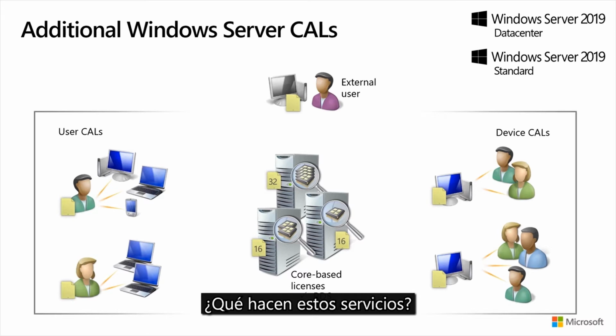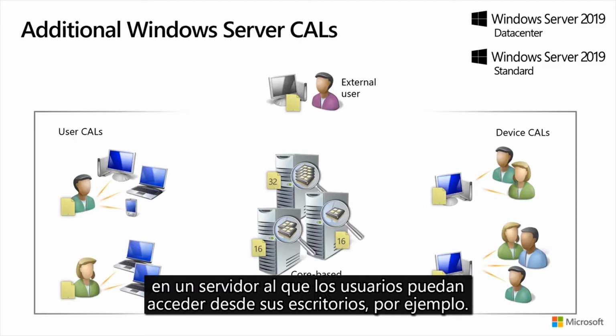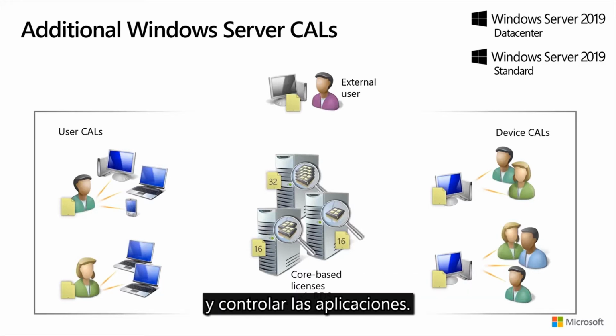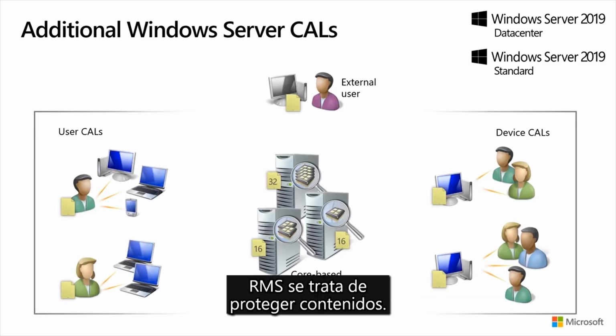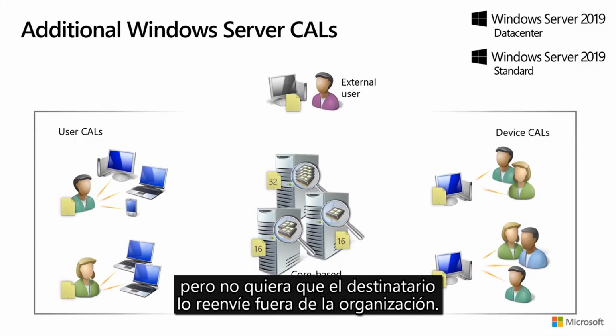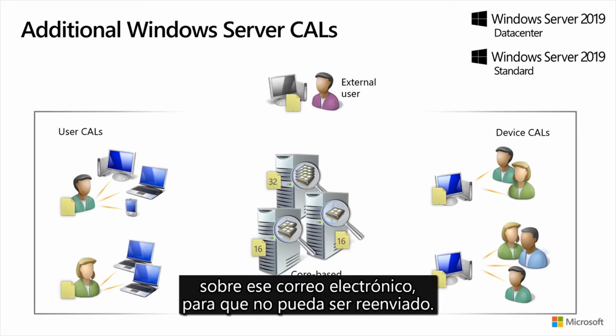So what do these services do? Well, RDS is widely used to allow organizations to run applications on a server for users to access from their desktops, for example. That's great for the IT department to manage and control the applications, and it's popular because of that. RMS is about protecting content. So as an example, one user may want to send another an email, but doesn't want that recipient to forward it outside of the organization. Rights Management Services allows the sender to add some rights management to the email so that it can't be forwarded.